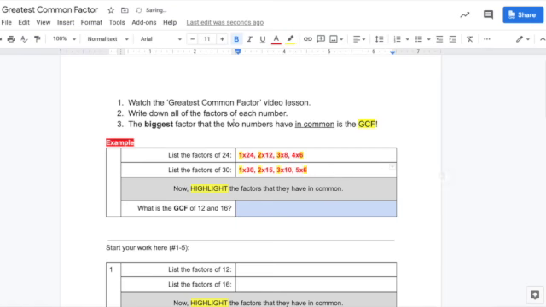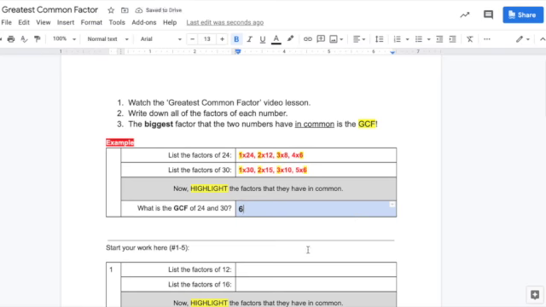And then I'm going to look at the numbers that I've highlighted, and I'm going to figure out which one is the biggest number that they have in common. And I can see that the factors that they have in common are 1, 2, 3, and 6, and so 6 is the greatest common factor. And this should say 24 and 30. So the greatest common factor of 24 and 30 is 6.